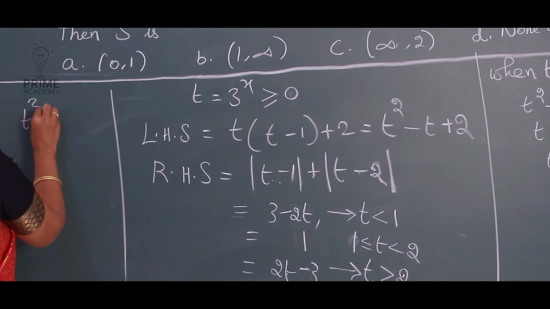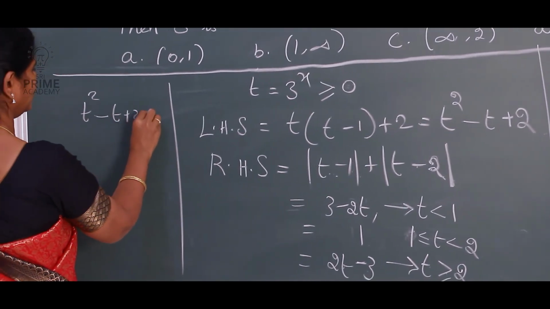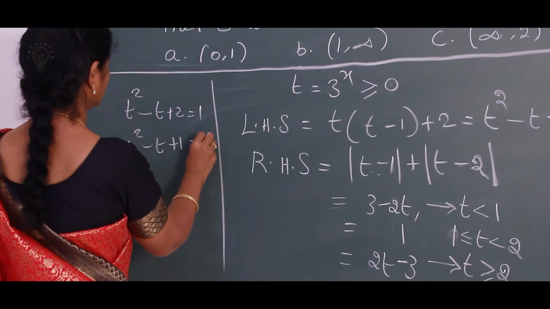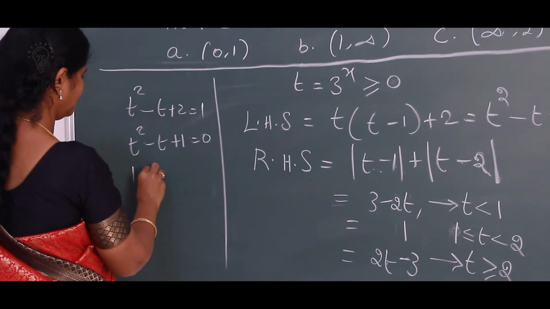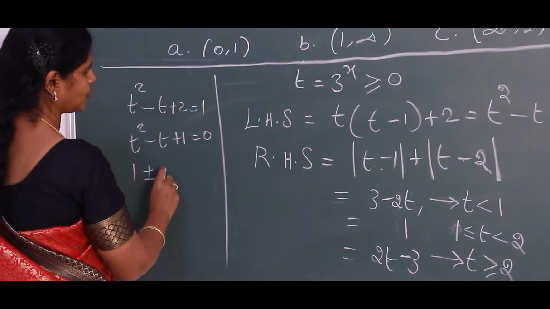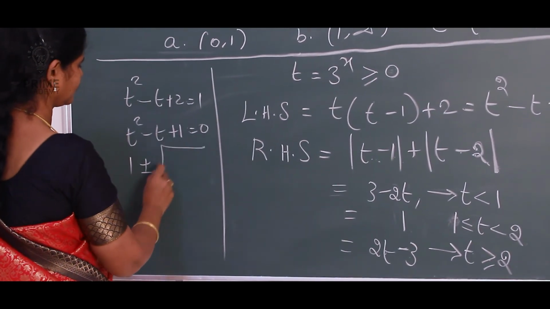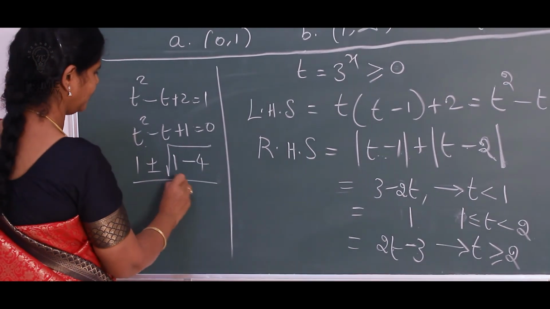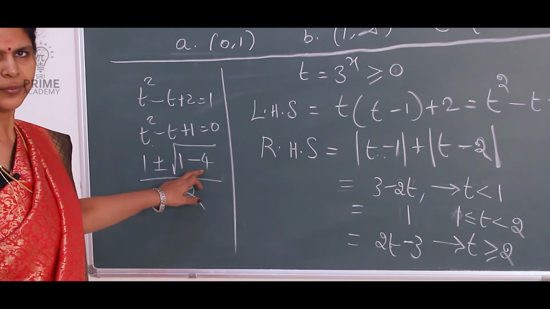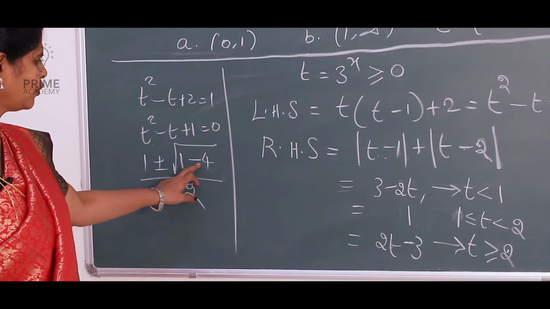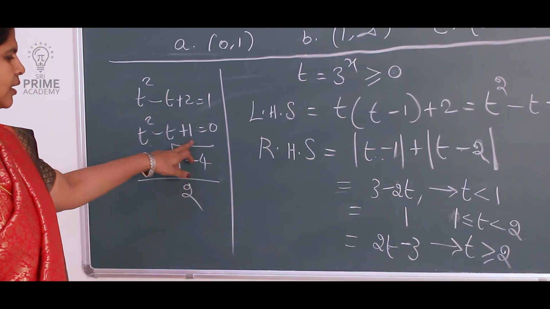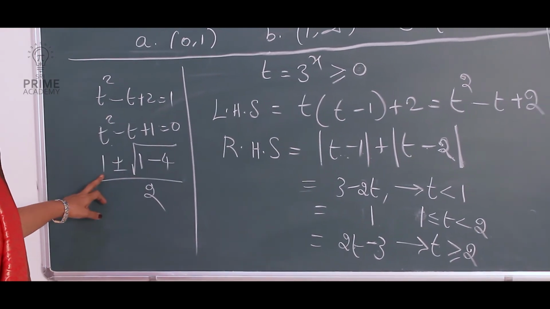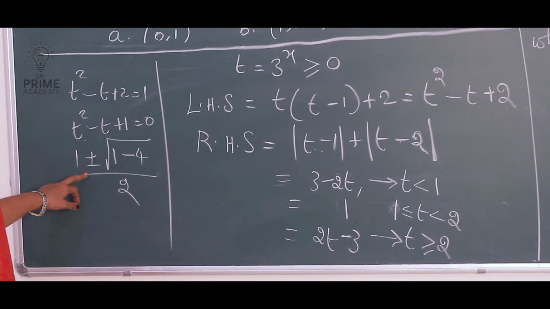t square minus t plus 2 equal to 1. So t square minus t plus 1 equal to 0. So t equals 1 plus or minus square root of, what do you get? 1 minus 4, divided by 2. So you get a complex root. This is 1 minus 4, which is minus 3, so a complex root you get. So t does not exist. Again t is positive, a complex root does not exist.